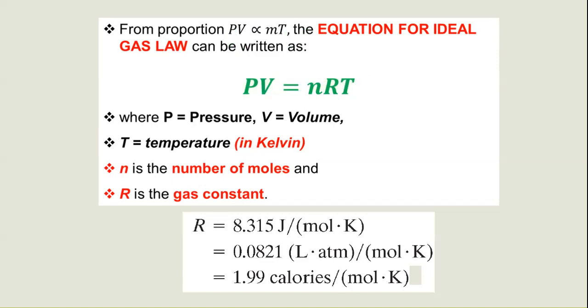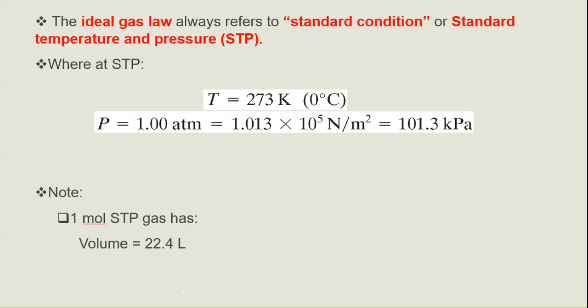So why can we suddenly add n and R inside this equation? Because they are constants. R is the gas constant and n is just a number. n and R both are constants.